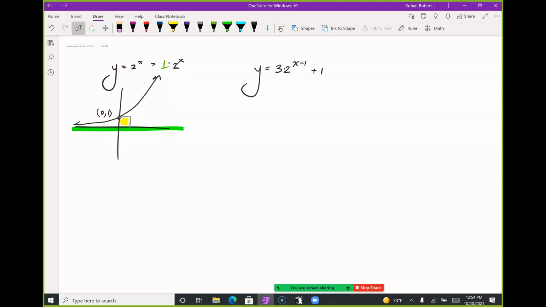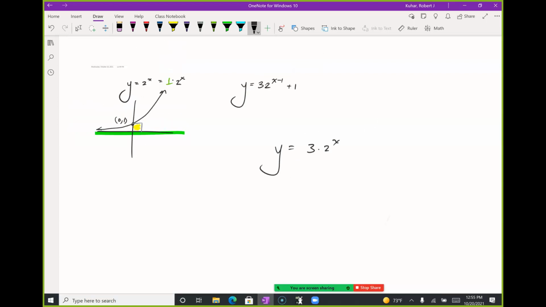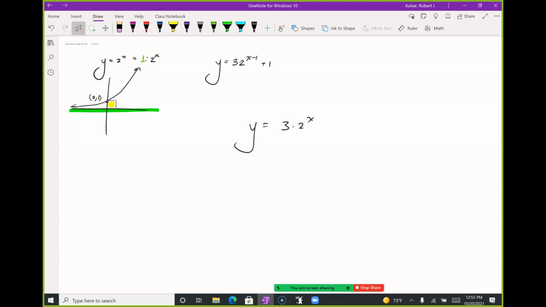Well, let's see if we can handle the scale factor first, that multiplier out front. It says 3 times, right? So I want to be able to graph y equals 3 times 2 to the x, right? Because I'm trying to think of the mother function as 2 to the x, daughter function 3 times 2 to the x, granddaughter 3 times 2 to the x minus 1, and great-granddaughter all plus 1, right? I'm trying to take baby steps to get to each transformation here.